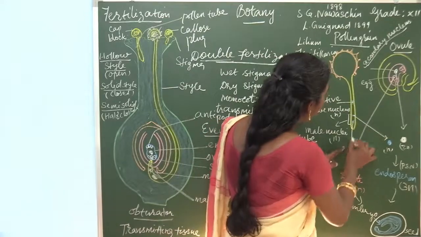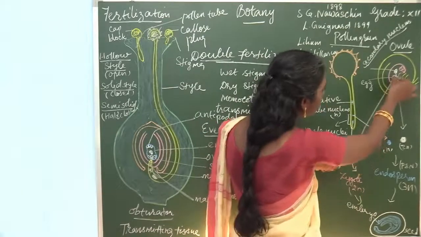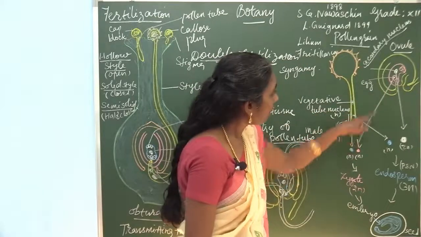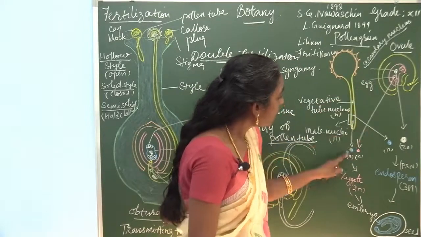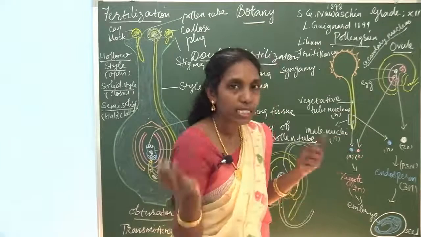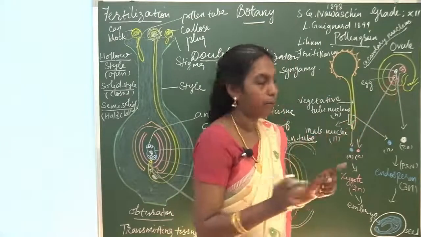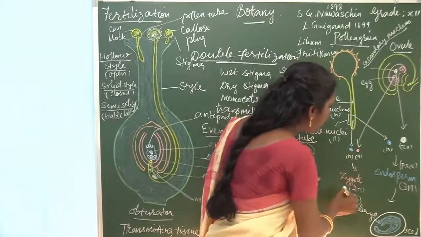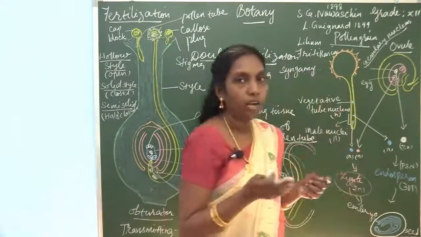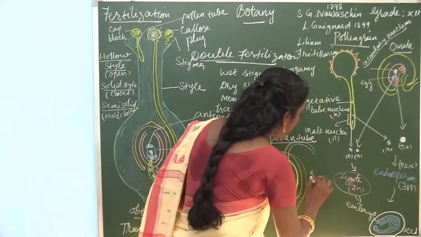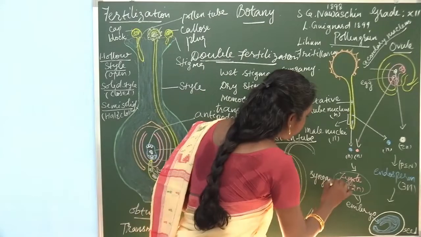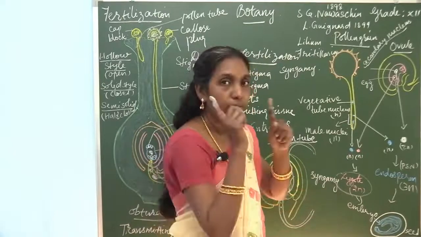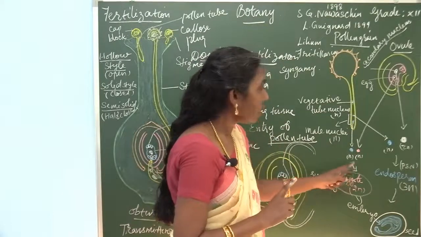One of these male gametes fuses with the egg through the synergid. So n plus n, the egg is n, the male gamete is also n. So n plus n forms a zygote, 2n. This process is known as syngamy. So one fertilization is taking place here.